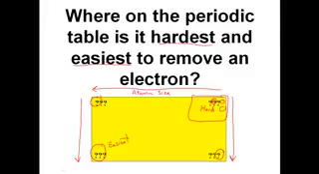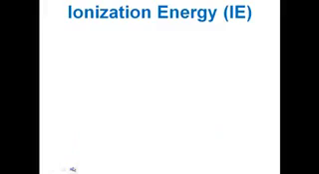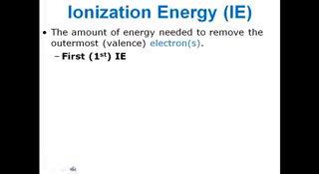It is easiest to remove an electron from this corner of the periodic table. So it's easier to remove an electron going to the left as the atom gets larger, and also easier to remove an electron as I go down the periodic table. There is a term for this, and the term is ionization energy. It is simply going to be the amount of energy needed to remove the outermost electron.